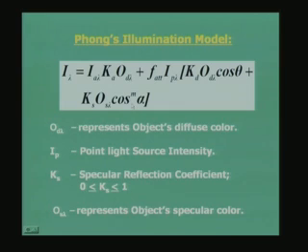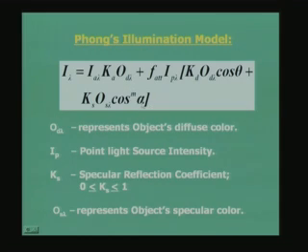This is the new term which comes here: K_s, O_s lambda and cosine alpha to the power m. K_s is the specular reflection coefficient varying from 0 to 1; like K_a and K_d, we also have the specular reflection coefficient of the object surface. We also have O_s lambda, which represents the object's specular color. Like the object diffuse color O_d lambda, we have the object specular color, which could be different from the object diffuse color. And cosine alpha to the power m, this is the important part.